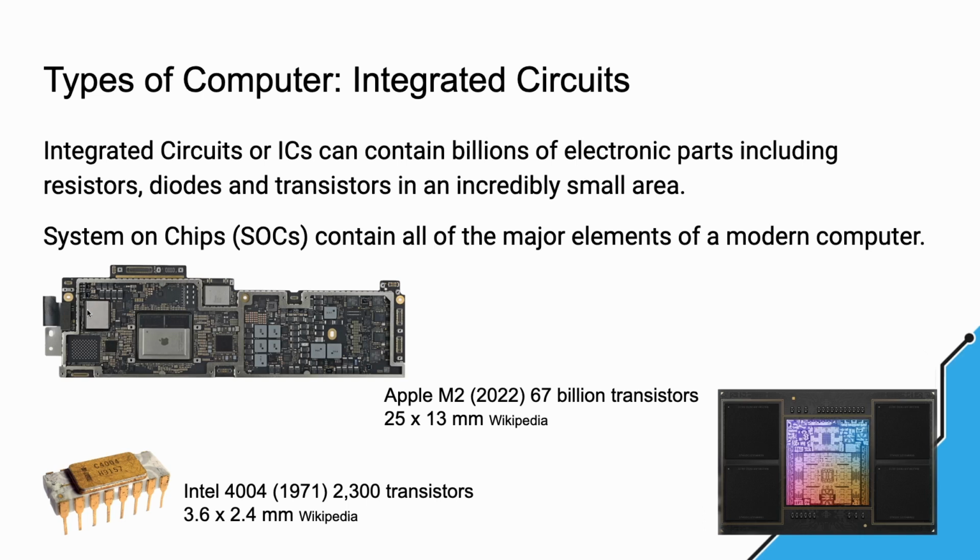So essentially, the evolution of computers has gone from human beings to mechanical computers, to electronic computers using valves, to computers using small single transistors, to where they are now, which is integrated circuits containing billions of transistors. And keep in mind that a transistor is simply a switch that is either on or off.